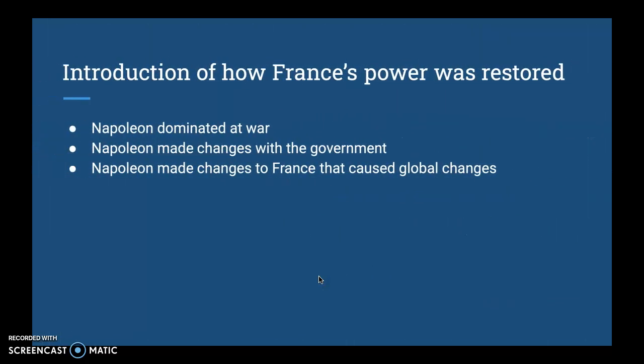Introduction of how France's power was restored. Napoleon helped restore that by dominating that war for almost 2 decades. Napoleon also made a lot of changes to the government that were very needed, and it really helped France's power get restored. Napoleon also made a lot of changes to France that caused global changes.